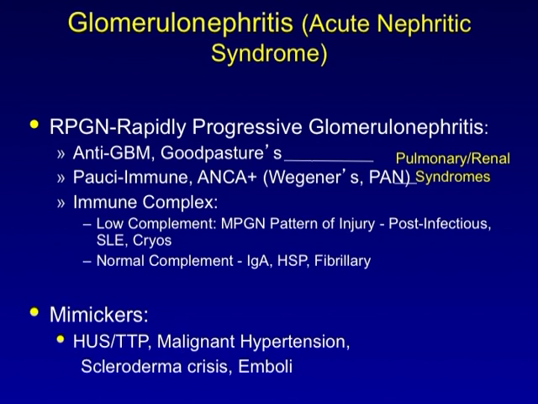IgA nephropathy and Henoch-Schönlein purpura, of which IgA is a component, associated with cutaneous vasculitis and abdominal pain, typically has normal complement levels. And we can see this picture of a nephritic picture of hypertension and decline in renal function and edema in the absence of an immune process, but through an endothelial injury that may be seen with hemolytic uremic syndrome, TTP, malignant hypertension, scleroderma crisis.